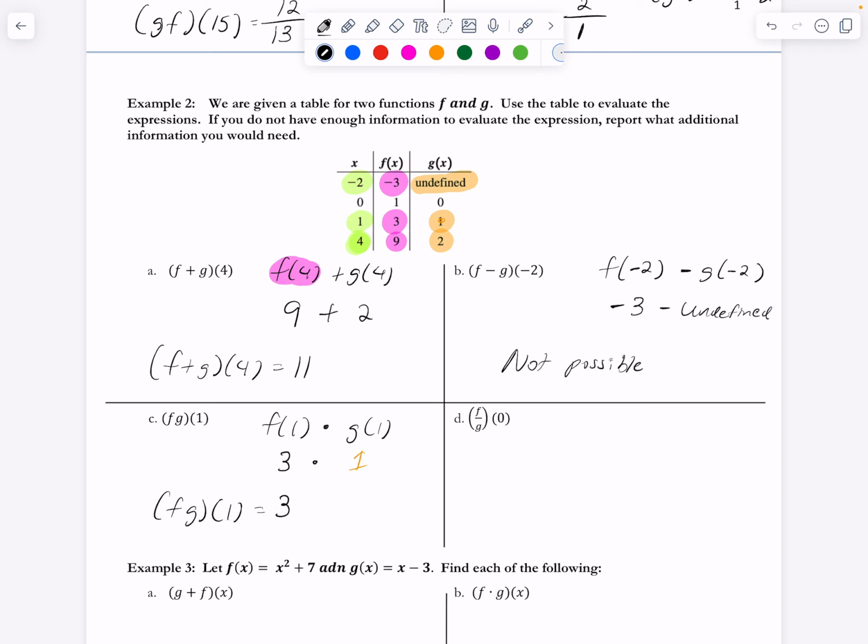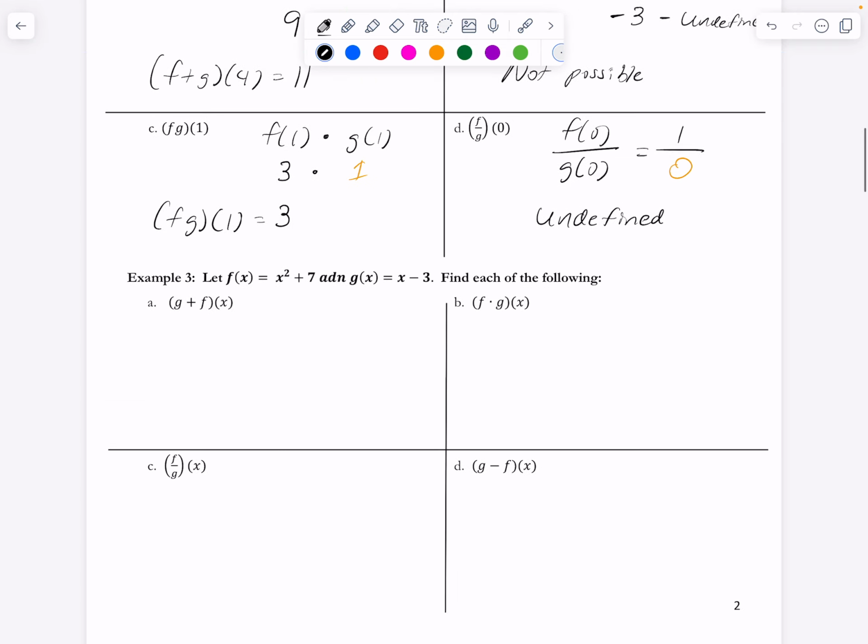Last one is our division or fraction. So f of 0 divided by g of 0. So go to the table at 0. What does the f of x function become when you plug in 0? It becomes a 1. What about the g of x function? It becomes a 0. And now you should know, hopefully, this has happened multiple times in the last couple of videos. When you divide by 0, that is undefined. So there is no value that we can get when we do f over g of 0.